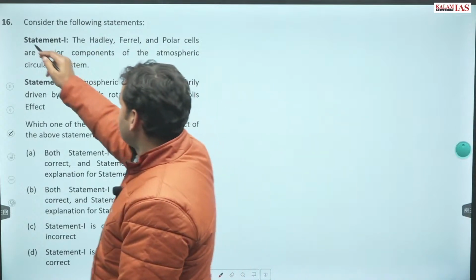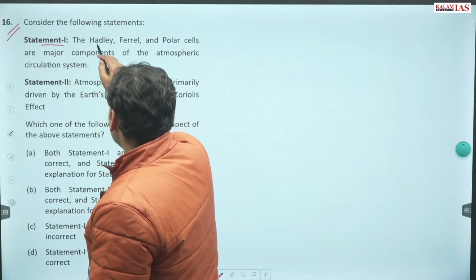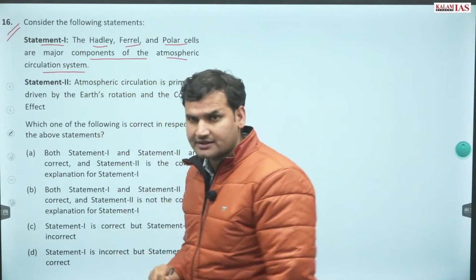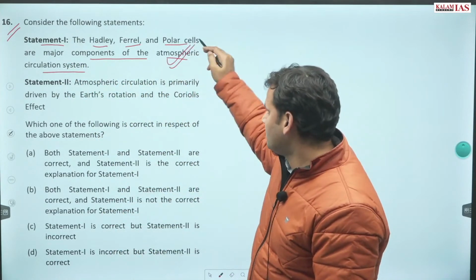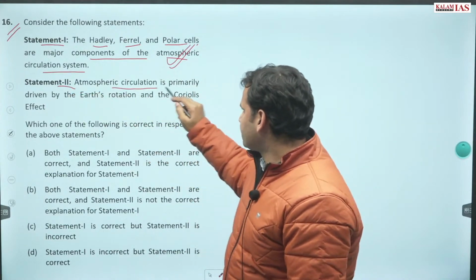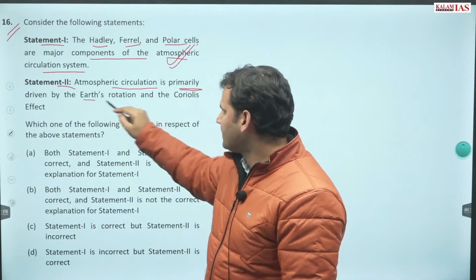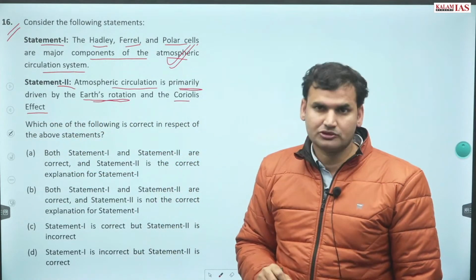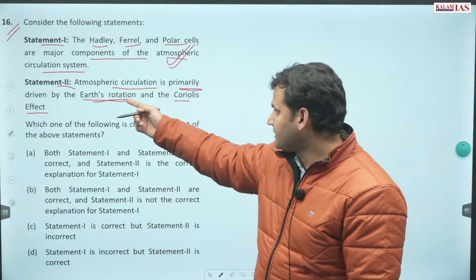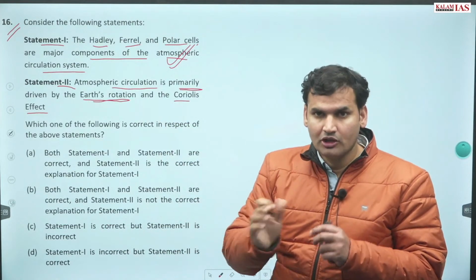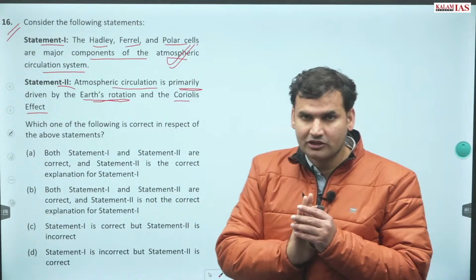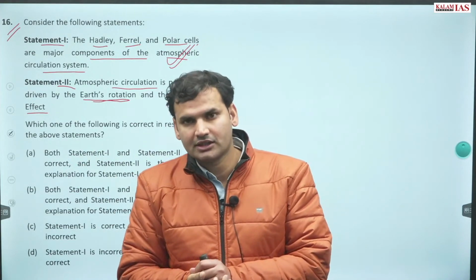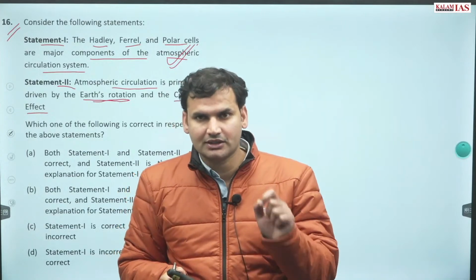स्टेटमेंट क्वेश्चन नंबर 16. Statement 1. The Hadley, Ferrel and polar cells are major components of atmospheric circulation system. Yes, definitely this. Statement 2. Atmospheric circulation is primarily driven by Earth's rotation and the Coriolis effect. Yes, this is also true. Because these induce what? Dynamic effect और Coriolis force की वजह से there is deflection of moving objects in the right direction in the case of northern hemisphere and in the left in case of southern hemisphere.